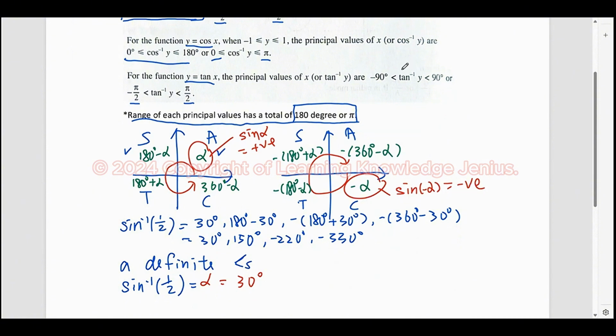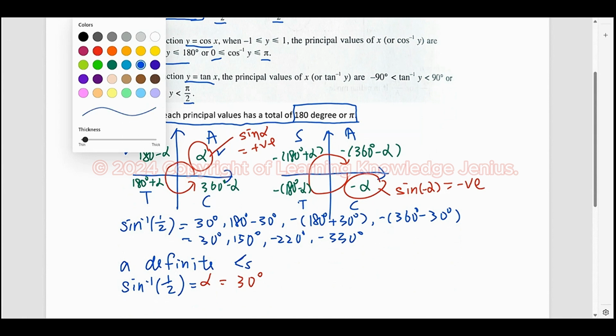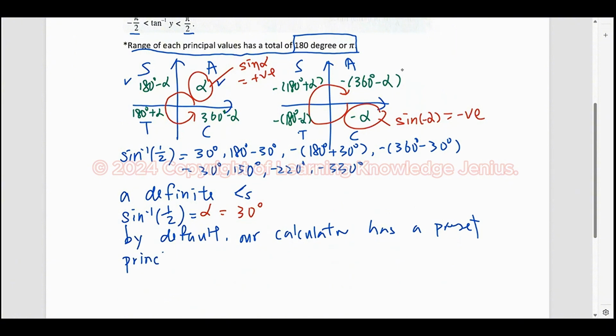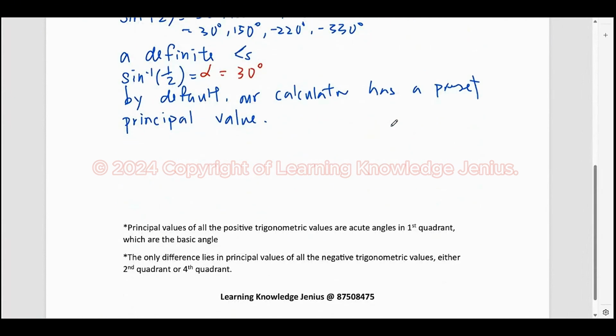An interesting thing is that our calculator, by default, has a preset principal value inside for the angle you get. Later I'm going to use this fact to help you solve most of the questions. So this is something you must take note of.